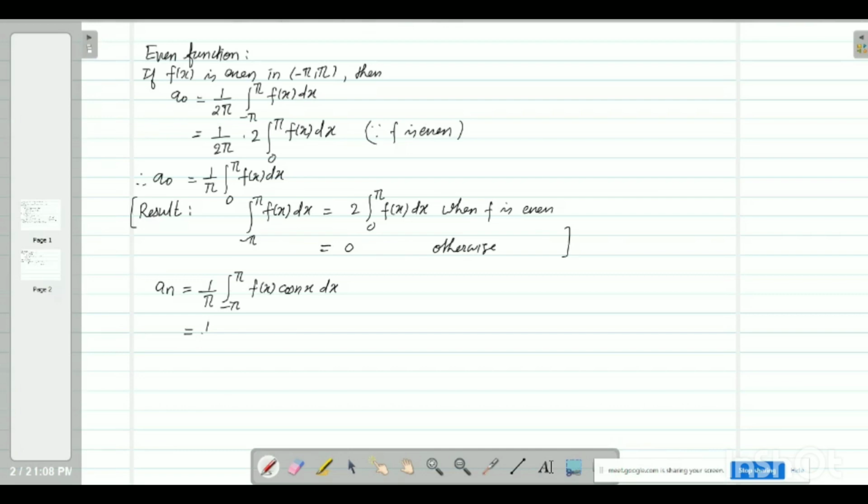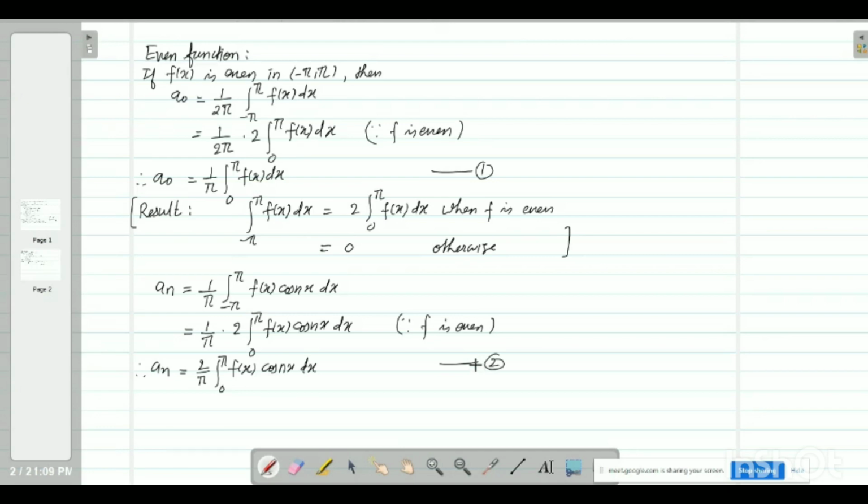Just simplify this, 1 upon pi into 2 times of integration of limit 0 to pi f of x cos nx dx. Why is this so? Since function is even, since f is even function, that's why I'm writing like this. Write it in simplified form: 2 by pi integration of limit 0 to pi f of x cos nx dx. Therefore we have the formula a n equal to this. Name this equation number 1, and name this 2.